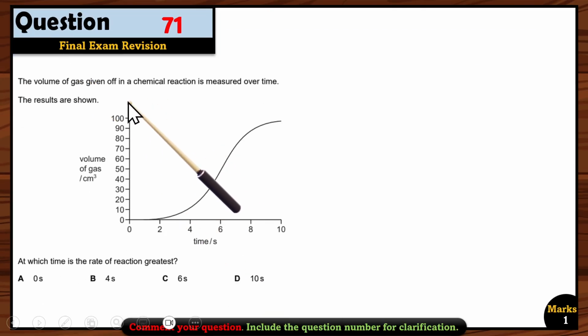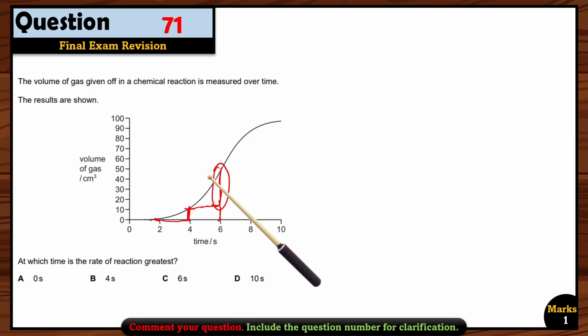The volume of a gas given off in a chemical reaction is measured over time. The results are shown. At which time is the rate of the reaction the fastest? At 0, you see it is just a straight line. At 4 seconds, we can measure from here, 2 to 4. So the line is this much, right? And from 4 seconds to 6 seconds, the line will start from here and move up till here, this is your 6. Where it is moving this much, can you see this line? This line is the tallest line over here.